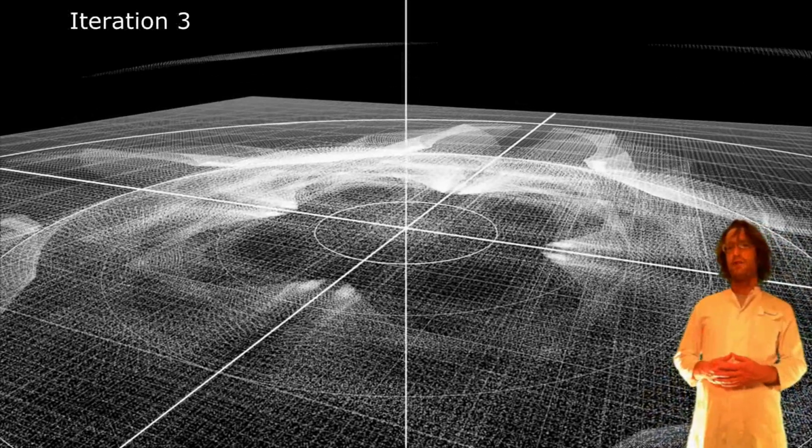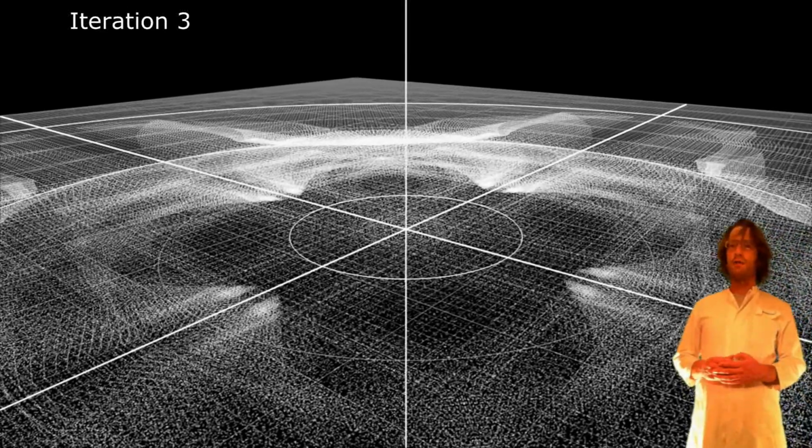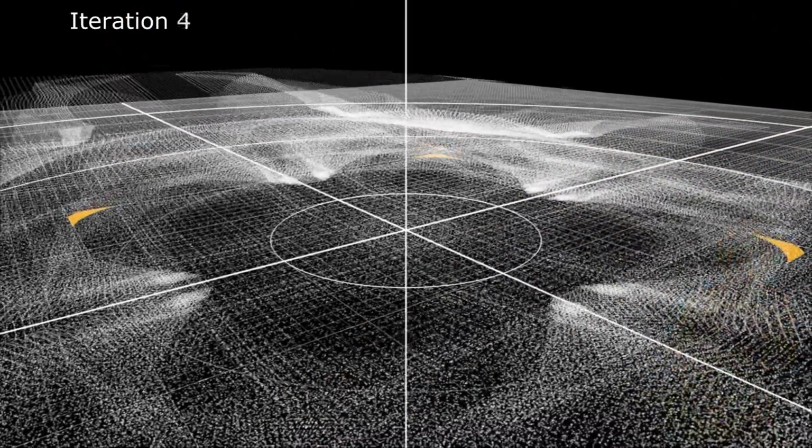And now, for the first time, points leave our bailout radius. And we mark the points with the current iteration depth color, and they start to form the image.